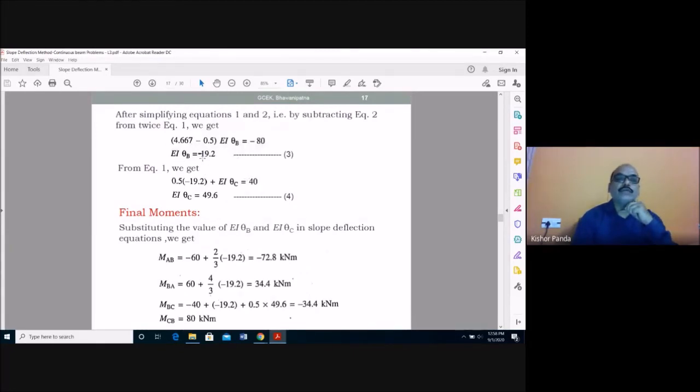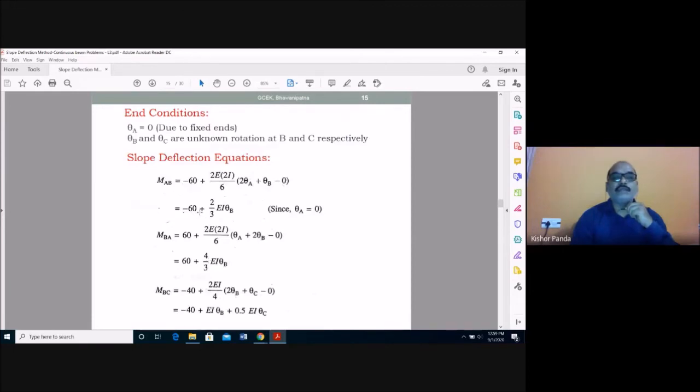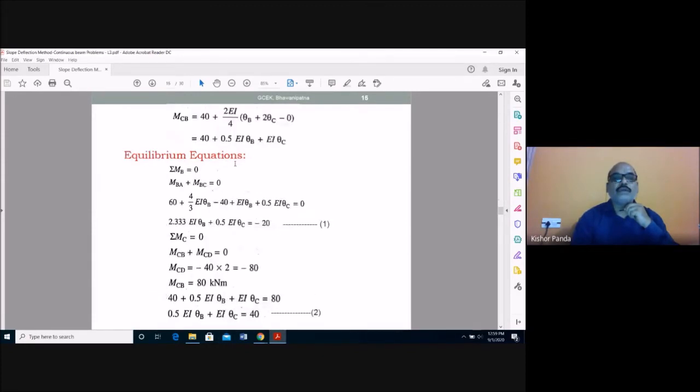After simplifying, you will get EI theta B is equal to minus 19.2 and EI theta C is equal to 49.6. So after getting EI theta B and EI theta C, and after substituting in the slope deflection equations, you will find out the moments MAB, MBA, MBC and MCB. MAB is equal to minus 60 plus 2 by 3 EI theta B, so here you put the EI theta B value and you will get MAB. Similarly here you put EI theta B value, you will get MBA. And here you put EI theta B and EI theta C, you will get MBC. And similarly with EI theta B, EI theta C, you will get MCB.